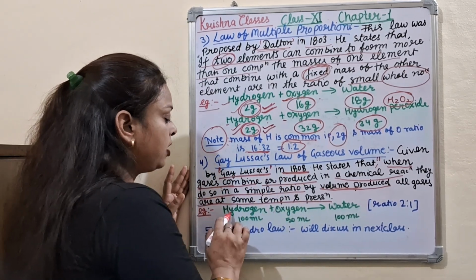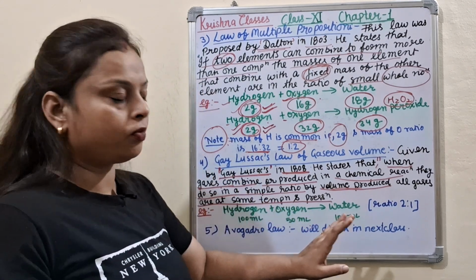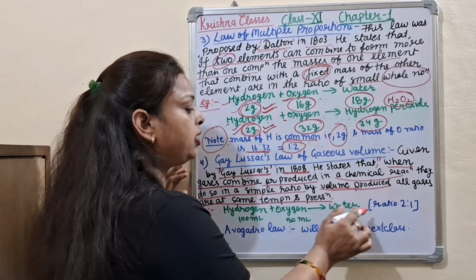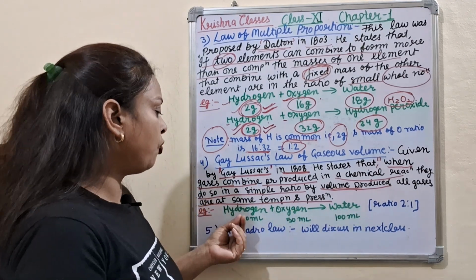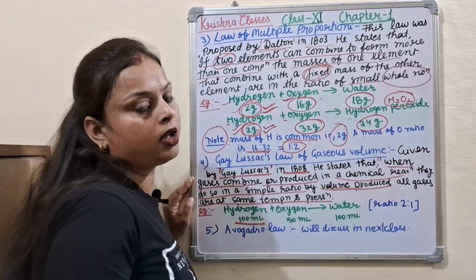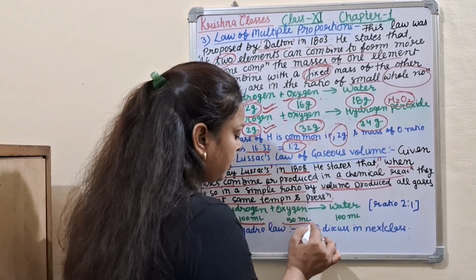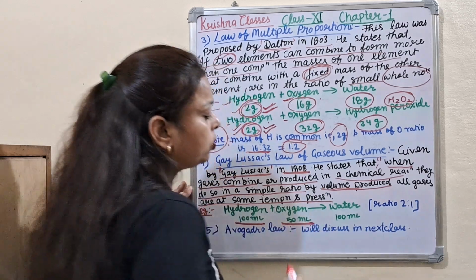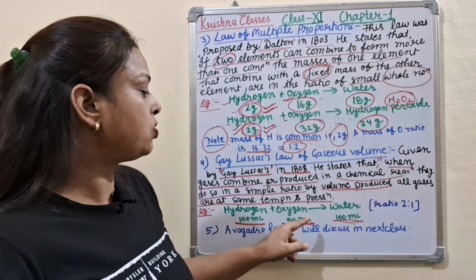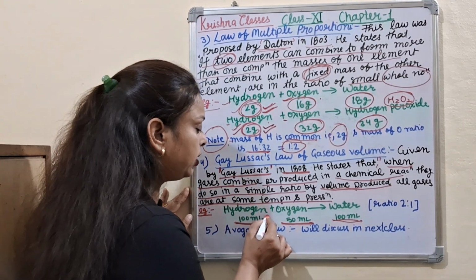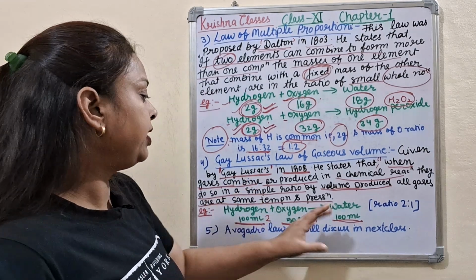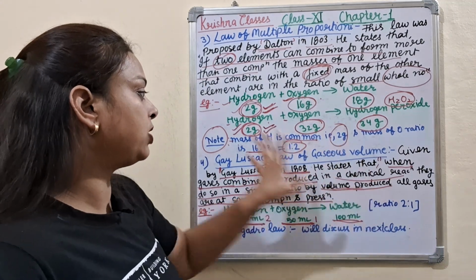Hydrogen plus oxygen gives out water, like the previous example. Here the volume of hydrogen is 100 ml and oxygen is 50 ml. So what forms? 100 ml of water. So the ratio is 2:1. The hydrogen volume is just twice that of oxygen. So this reaction follows Gay-Lussac's law.